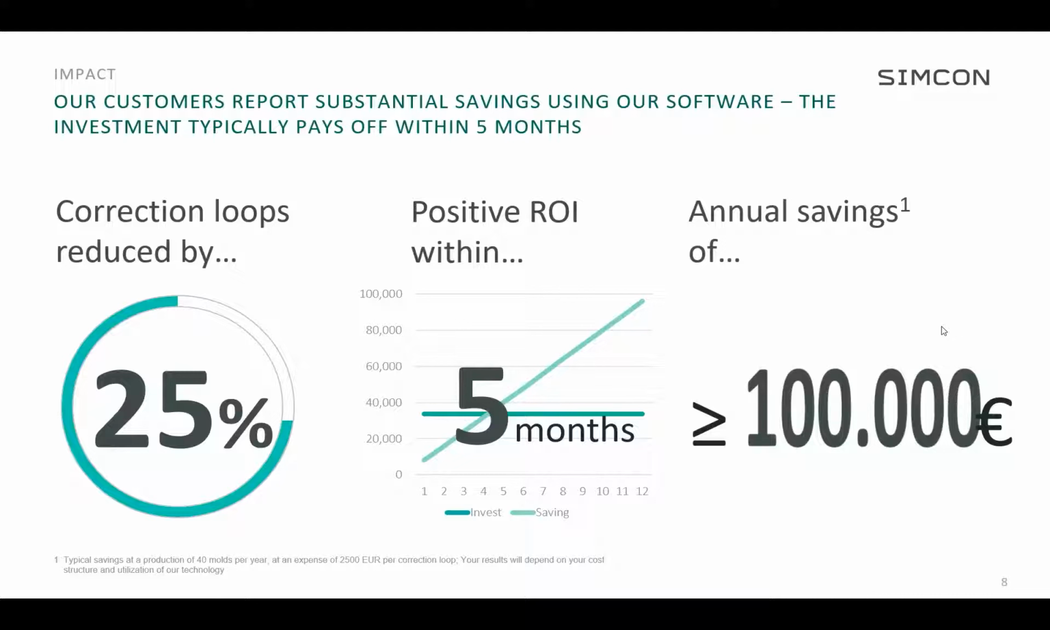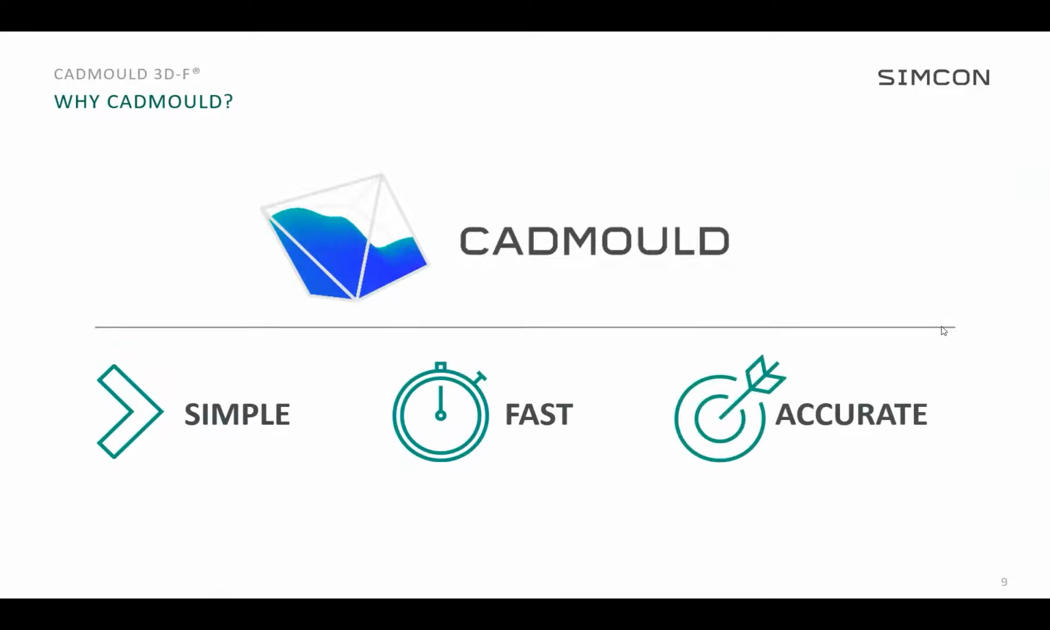With the Simcon software, it is possible to achieve a return on investment within 5 months, and this is typical. And in terms of financial savings, looking at the whole cost of the injection molding process, savings can be up to and even beyond €100,000. CADMould offers end users a simple to use tool, very fast analysis times, and very accurate results.